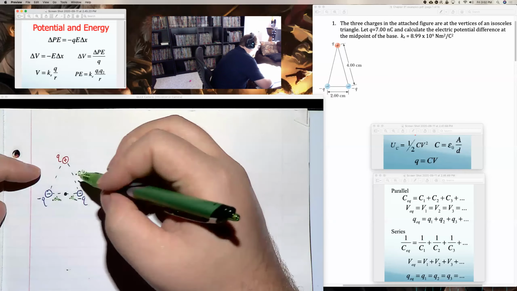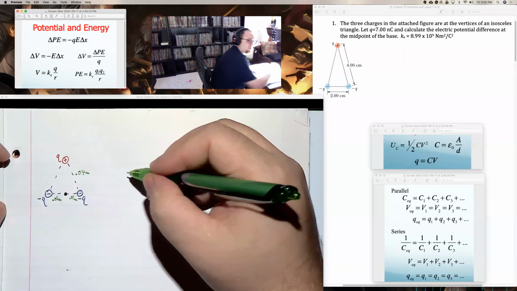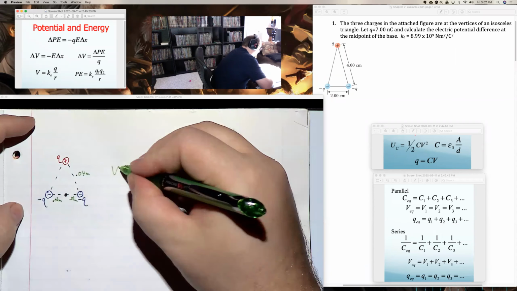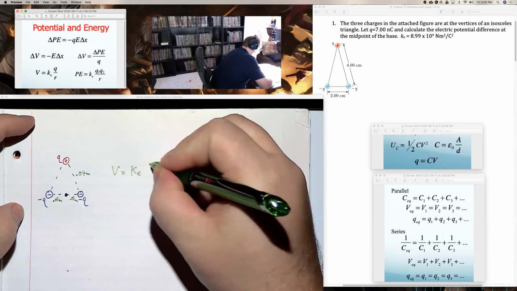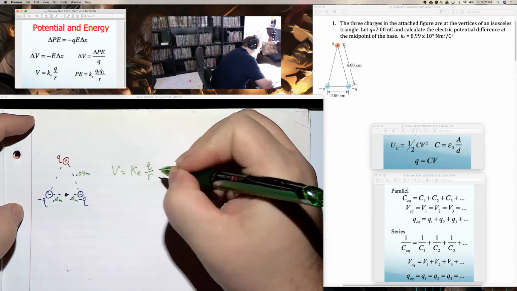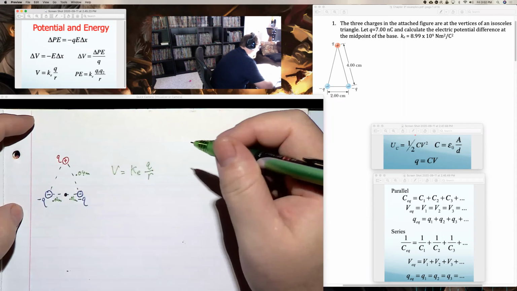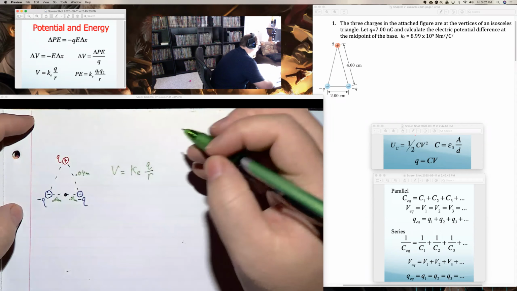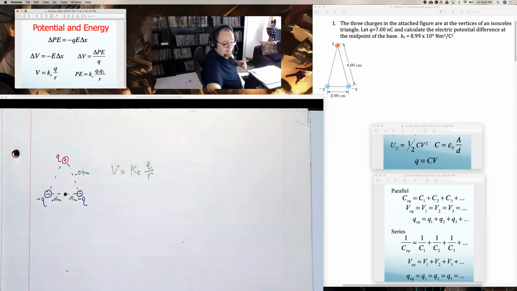Now, if I want to find the potential, it is given as k_e Q over R. And potential is not a vector, so I'm just going to find it for each charge and add it up. That means I need R for each one.